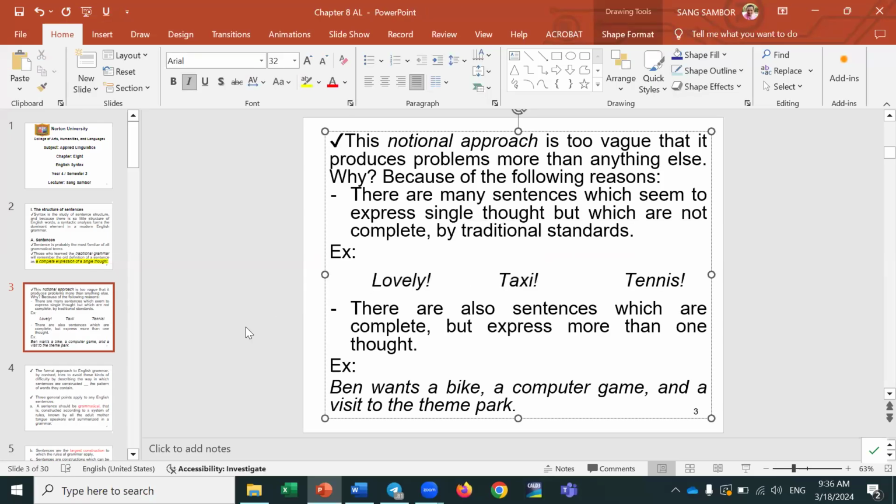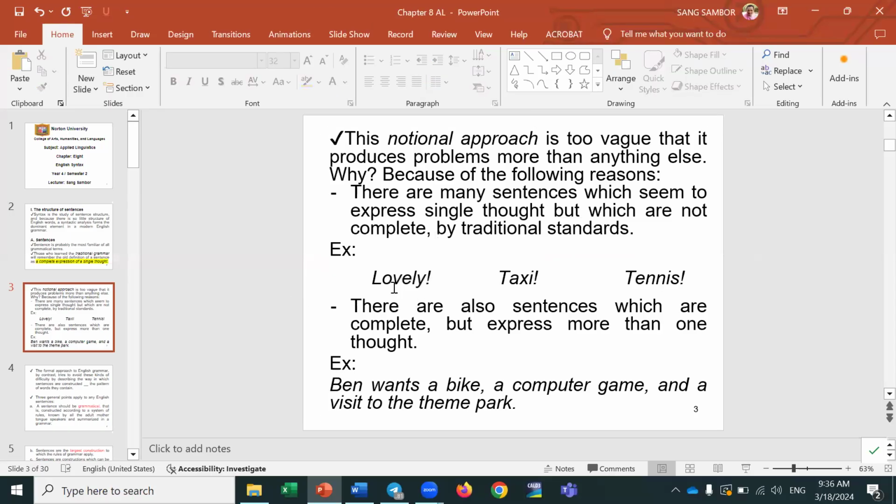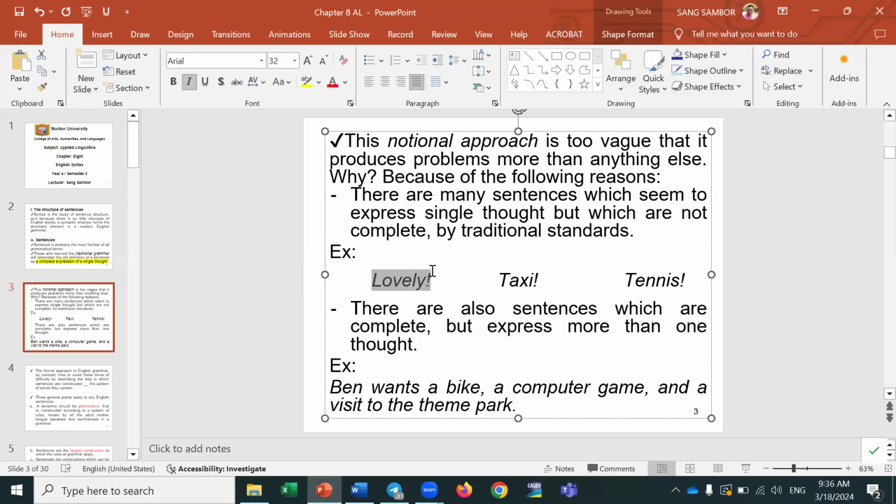That's the reason why we say the definition given in traditional English grammar seems to be vague, saying a complete expression of a single thought. But if you look at this one, lovely, taxi, tennis, it is not a complete expression, right? But it also expresses a single thought here. You understand when I say, oh, lovely? You understand the meaning?